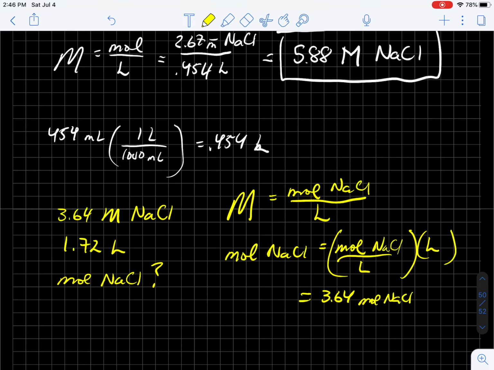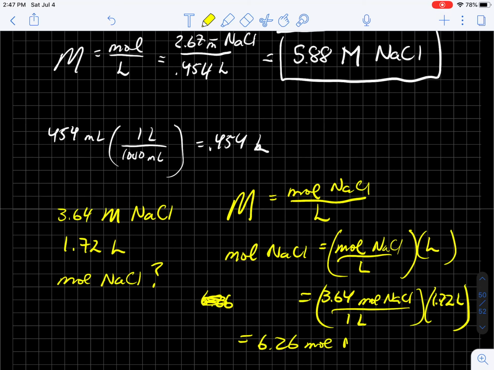So we get 3.64 molar, so moles over 1 liter. And they said let's not use a liter, let's use more than that, 1.72 liters. So we do 3.64 times 1.72, 3 sig figs, and we get 6.26 moles.